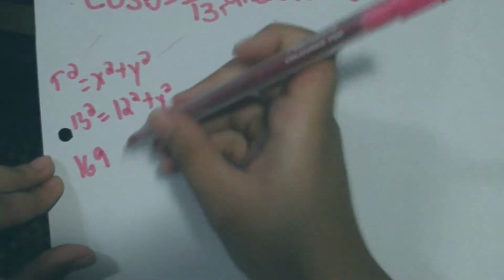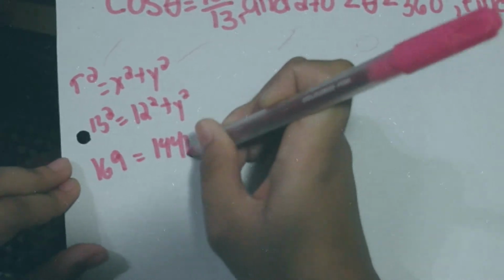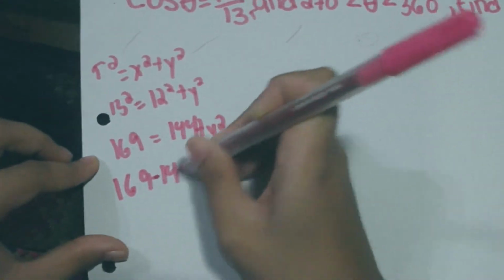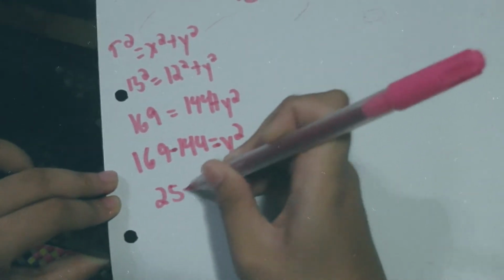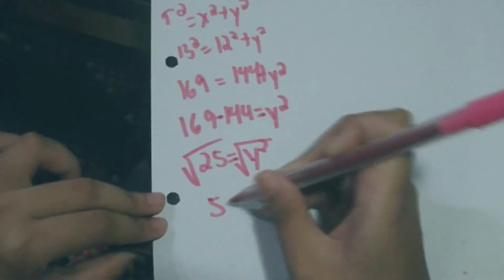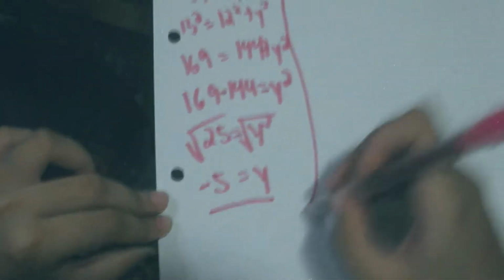169 is equal to 144 plus y squared. 169 minus 144 equals y squared. So 25 equals y squared, square root, 5 equals y. And since, according to the condition, it is in the fourth quadrant, y will be negative. So now let's look for sine.